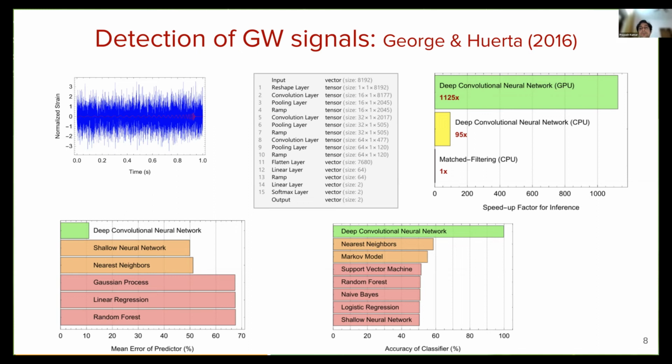And we can request them to point their telescopes out in the sky and look for electromagnetic radiation from these events. So that would be a complete multi-messenger observation of a single event in multiple spectra, right? So that's where the importance of the speed up comes in. And they also showed that the deep CNNs are actually better than some other algorithms in machine learning, which is what these two panels here depict.